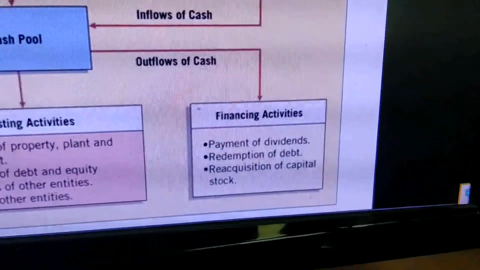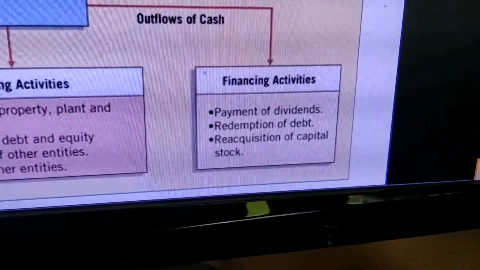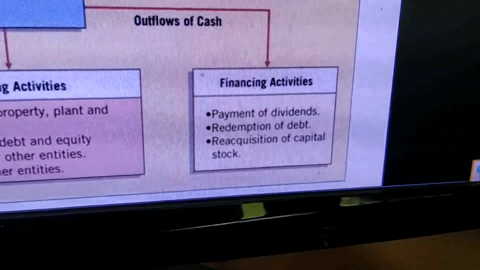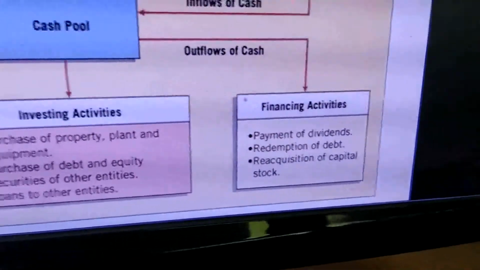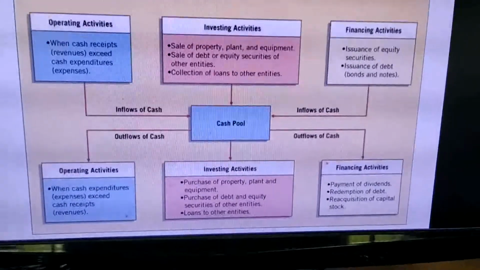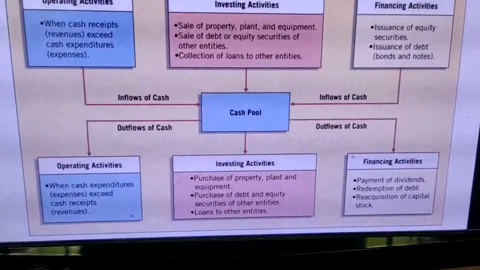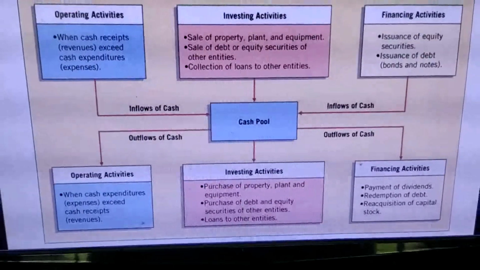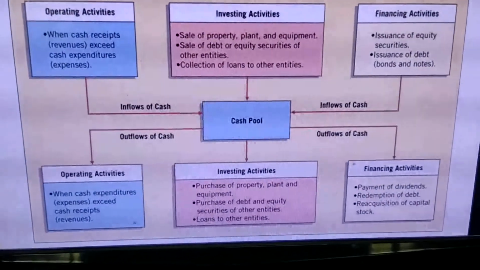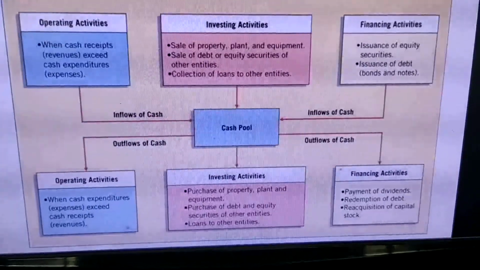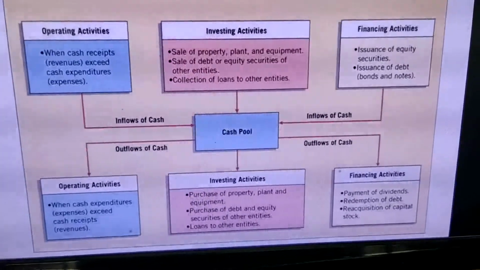Then again, outflow of cash from financing activity: the payment of dividend, redemption of debt, reacquisition of capital stock, etc. So I hope you understood with the help of this chart what the inflows and the outflows are in an organization. With the help of operating activity, investing activity and financing activity, the business organization will have some inflows and outflows.